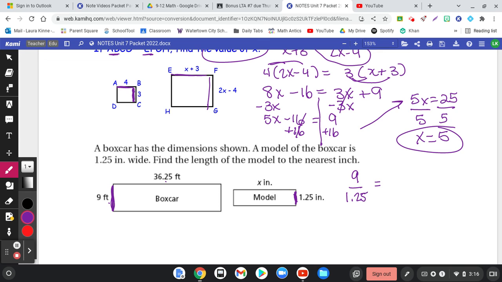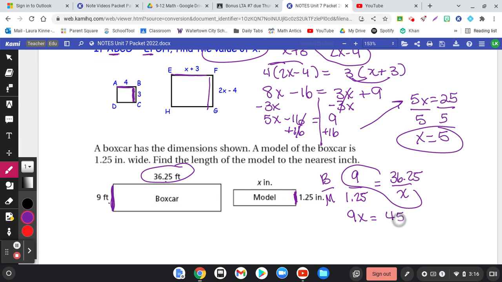So there's my first fraction. And now the 36.25, that's part of the original boxcar, which we put on top over here. So we did boxcar over the model. So I have to do 36.25 over the model here. Cross multiply. Once you get the proportion set up, it's easy. So 9x equals 1.25 times 36.25. So we get 45.3125. And then divide by 9.